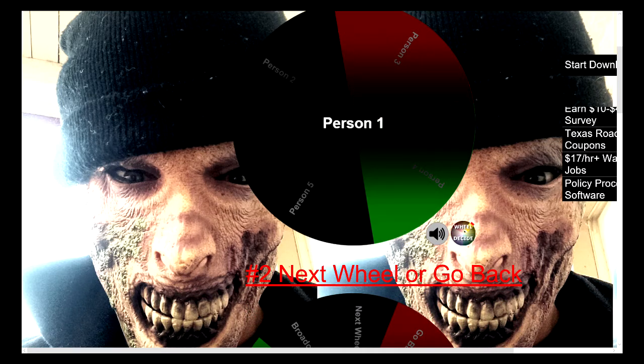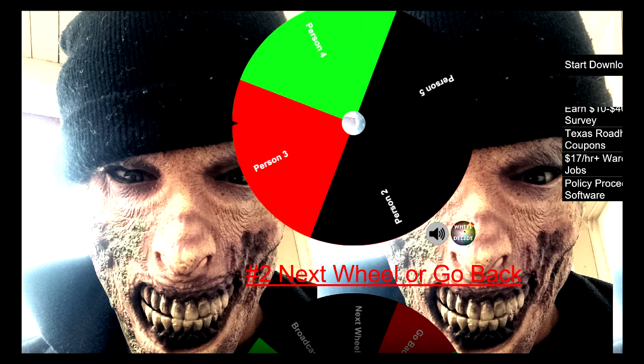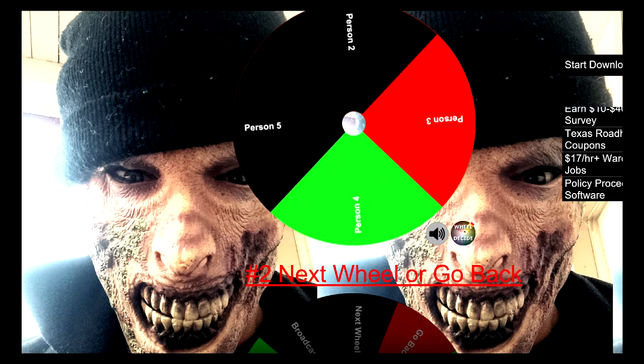Now, if you look at wheel number one, there were five names. Now there are four. So when you spin wheel number one again, the person that was chosen the first time is taken off the wheel automatically, and we go on to the next player. So if you get nothing at the fourth wheel, we go back to wheel number one, and everyone else still has a chance. If you go back on wheel number two, you go back to wheel number one and select a different person. If that makes sense.